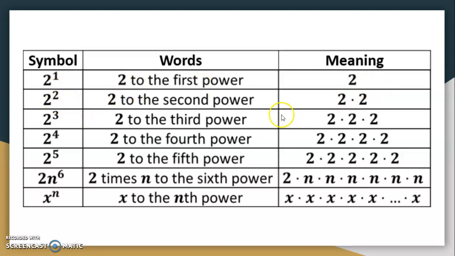So 2 to the second power, or 2 squared, you're doing 2 times 2. And then 2 cubed, or 2 to the third power, you're not multiplying 2 times 3. You're multiplying 2 by itself 3 times. So 2 times 2 is 4, times 2 is 8. Not 2 times 3 is 6. And then down here, you can see 2 n to the 6. So 2 times n to the 6th power is how that would be read. And then you would multiply 2 times n 6 times is the meaning.